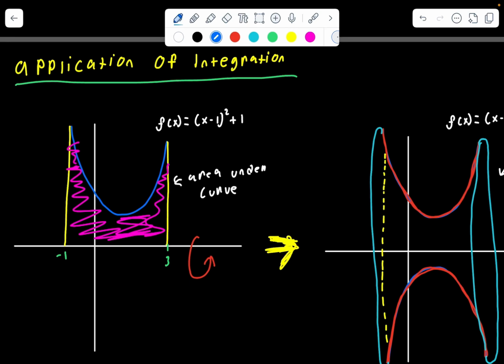So if you know what application of integration is and you just need a little refreshment to see, oh okay, yeah, I do know what I'm doing here, this is going to be a really good video. So let's get right into it.